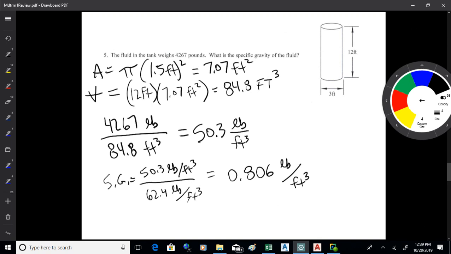Oh, no, it doesn't. My bad. Sorry. Thank you. There we go. No units. Unitless number. Okay. And yeah, it's just a ratio is what it is. So these units just cancel out. They're gone.